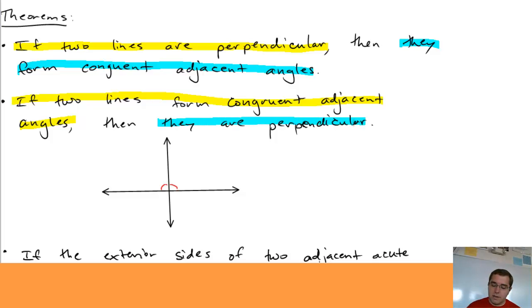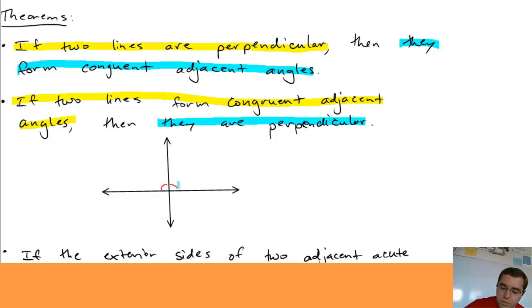So by stating these two theorems, we're saying it goes in both directions. If we have perpendicular lines, we have congruent angles. If we have congruent angles, we have perpendicular lines. Congruent adjacent angles, I'm sorry. If we have congruent adjacent angles, we have perpendicular lines.